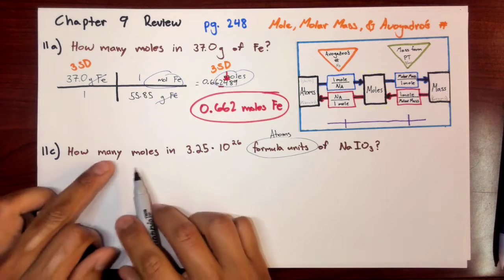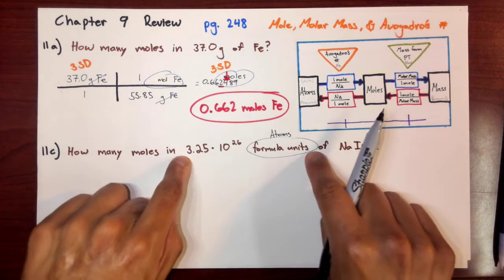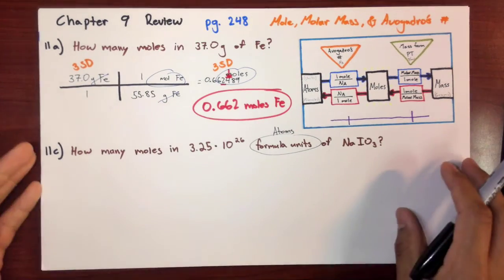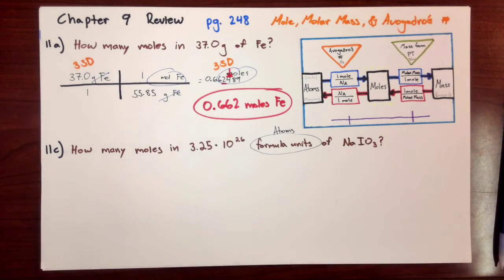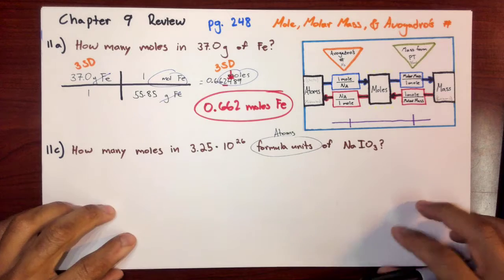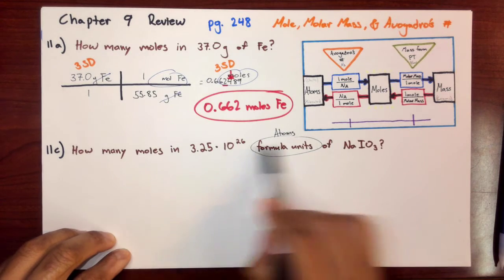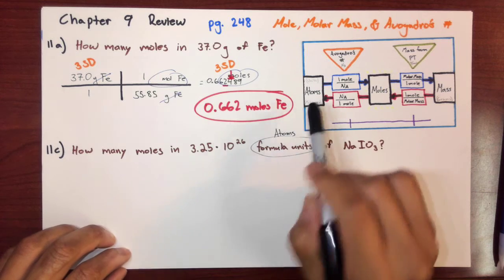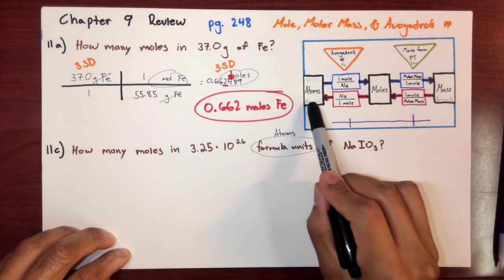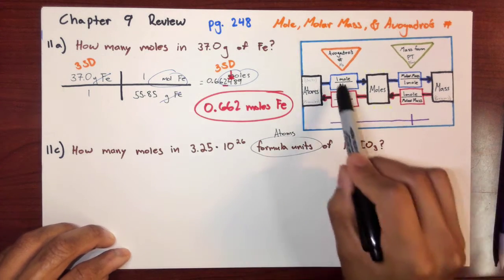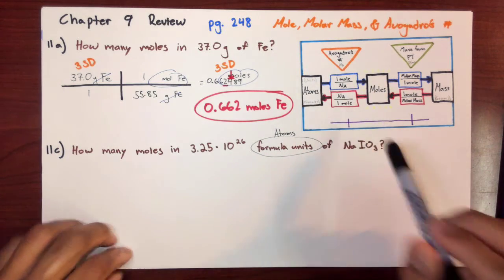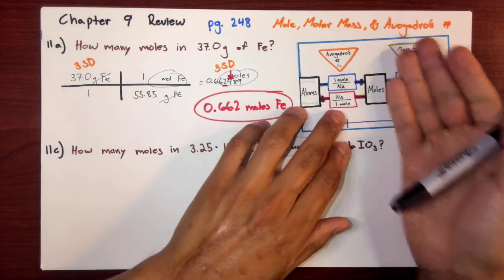All right, how many moles are in this many atoms of sodium iodate? Okay, same exact thing you're going to do. Let's figure out where we start and where we're going. So we are starting with the formula units, right? We're starting right here, and we want to go to moles. So we're going from here to here, which means we're going to follow the top path, and we're going to set up a bridge notation of only one column, right?